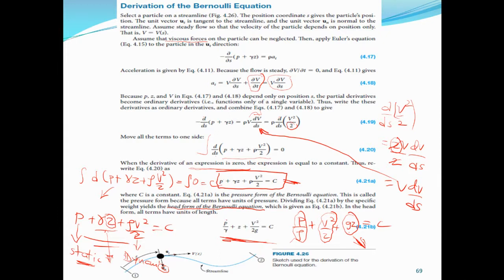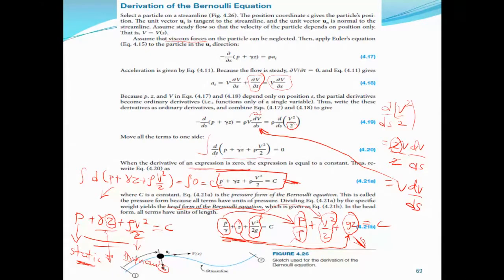This is the pressure head now. We call this the pressure head, and we call this the elevation head. And we call this now the velocity head. The velocity head corresponds to the kinetic energy, it is a measure of the kinetic energy of the fluid, while the elevation head is a measure of the potential energy of the fluid. And the pressure head is a measure of the flow energy of the fluid.